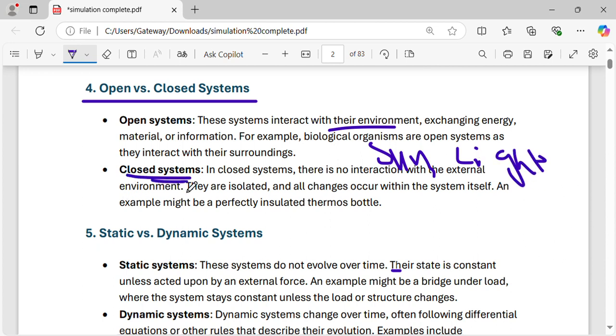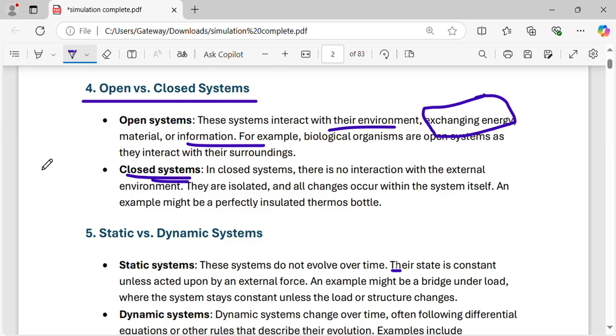The closed system is anything, for example, you have a cooker in which you are just boiling something. That's also a closed system, right? Which does not really interact with the environment, not exchanging any material, any information, or any energy. Got it? More examples in these two as well.